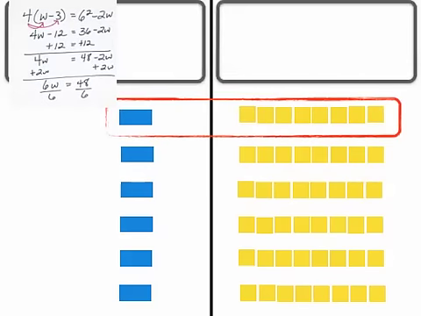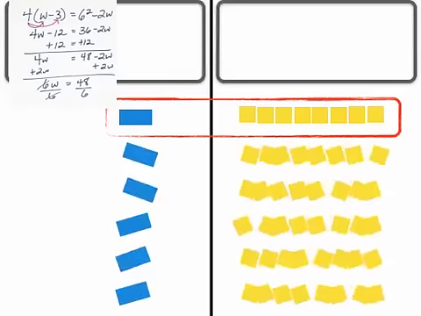That's what it looks like paper and pencil. 6w over 6 equals 48 over 6. 48 divided by 6, of course, is 8.